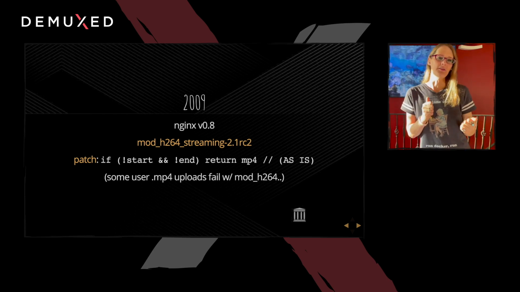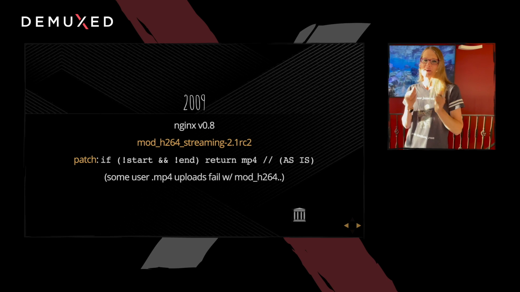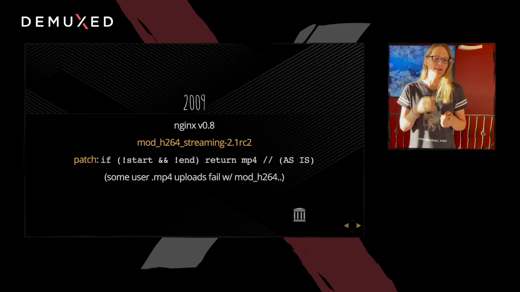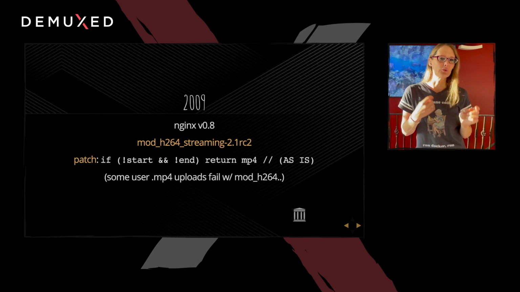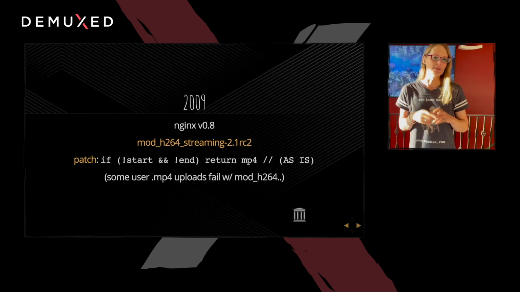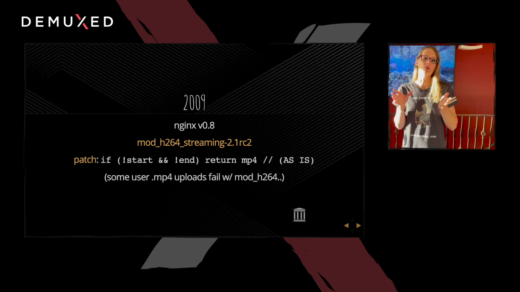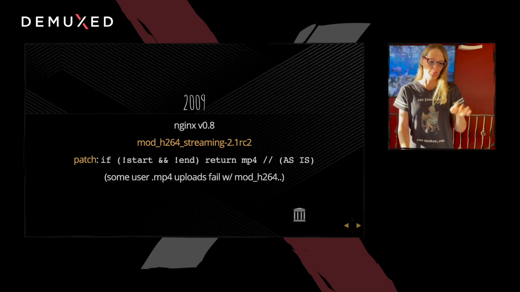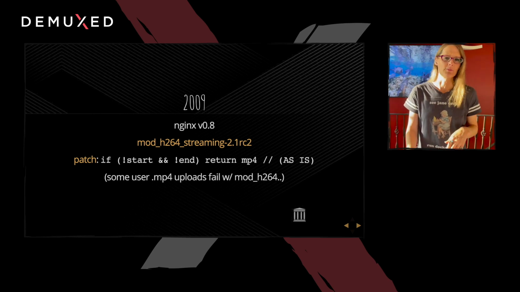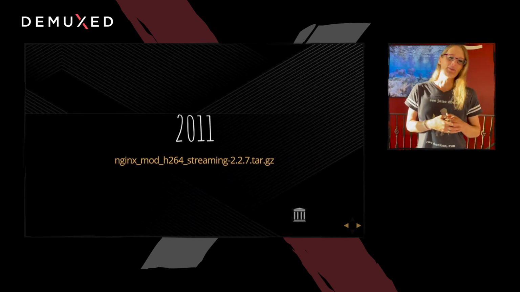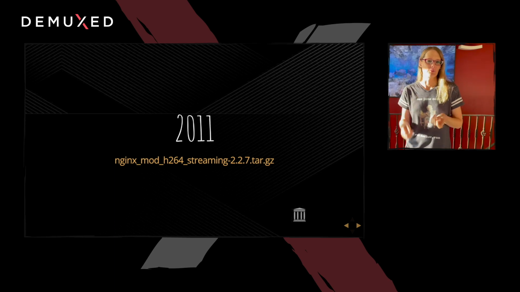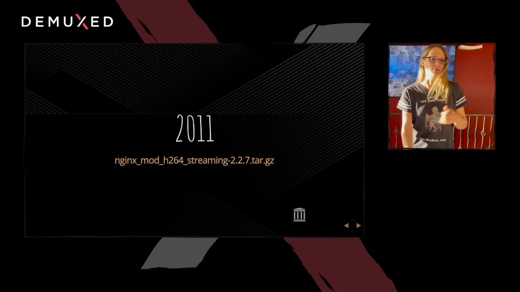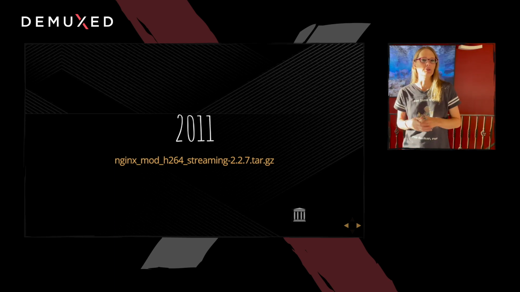In 2009, nginx was very young at version 0.8. We were using mod H.264 streaming 2.1, release Canada 2. And the only change I had to do was if you asked for an MP4 without a CGI arg of start or end, or you didn't have either, just return the clip as is, because some of our MP4s were having some problems with that module. And in 2011, they came out with mod H.264 streaming, another version, 2.27. That was great. That was probably the last version we were able to use.